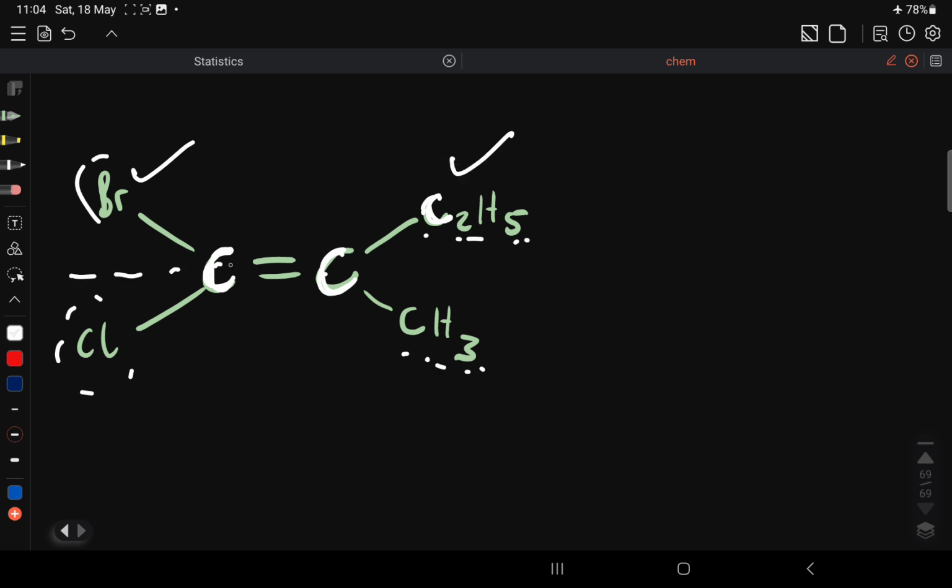And now if we put our dotted line like this, you can see that if I follow from my highest priority to the other one, it is going to be on the same side. So I'm going to use Z. And I'm done with this.